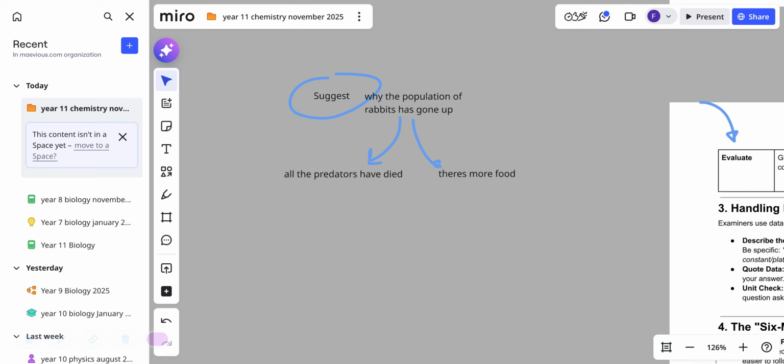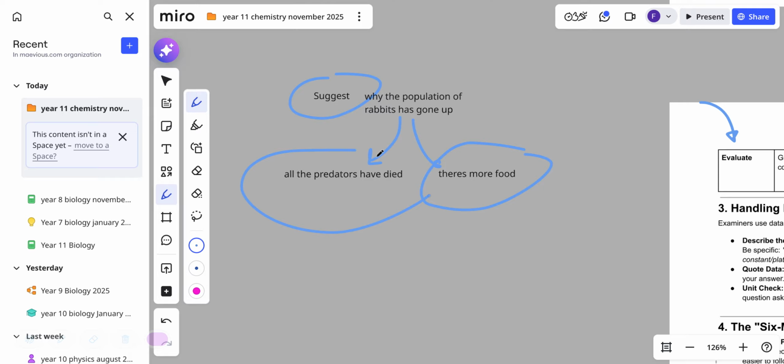So suggest means give me an answer that's logical based on the things we've taught you. That's it. There is no, oh, well, it's got to be about there's more food, or it's got to be that all the predators died. It depends on the question and the information we've given you.